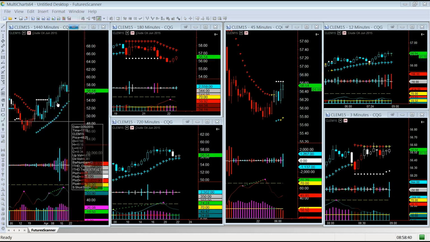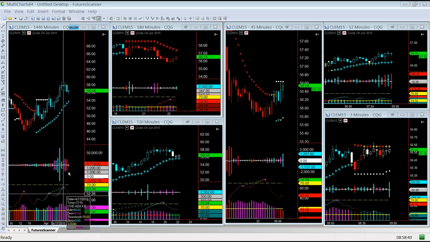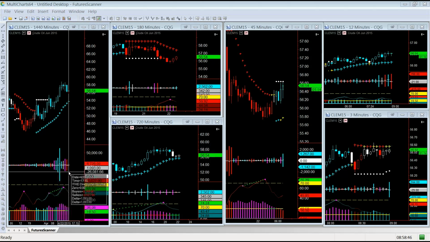I mean, you've got a magenta peak, but do you see how you've got that divergence? Now, that divergence is intraday. It could change today at some point, but as it stands right now, there are no sellers in crude. People are buying, so I just went with the flow there.